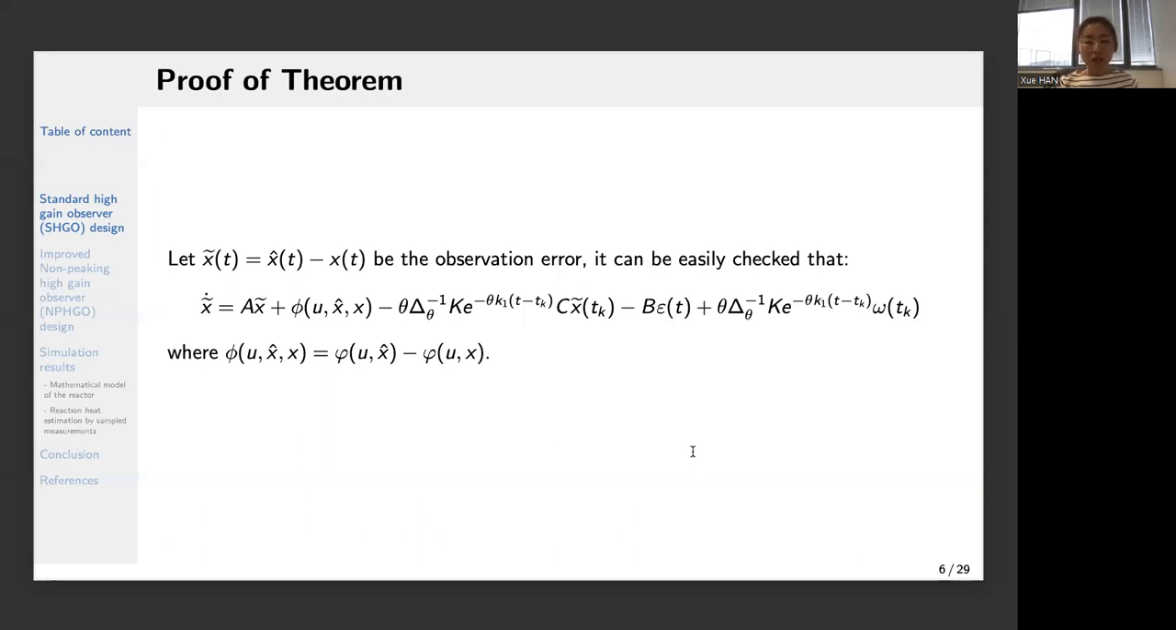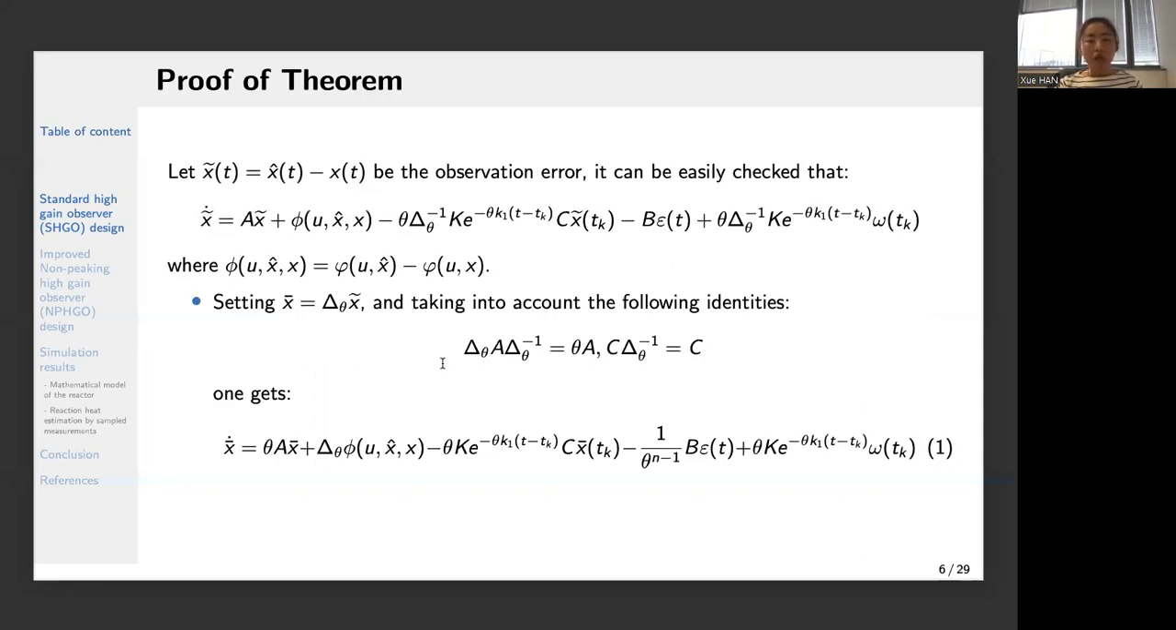First of all, we define the observation error system. It is named x tilde, and it equals x hat minus x. So it's a very general form. We can easily calculate the derivative of x tilde. Here, phi tilde is the difference between these two functions, phi(u, x hat) and phi(u, x).